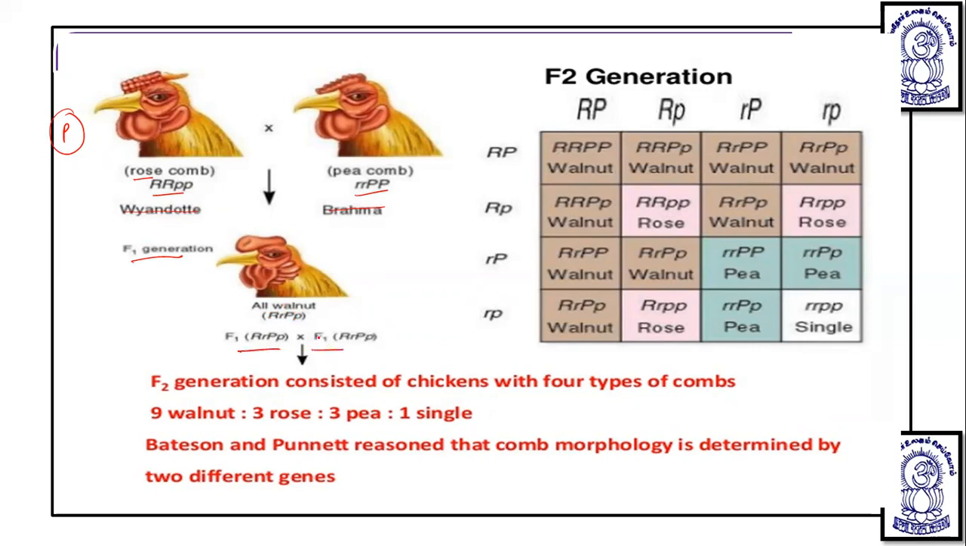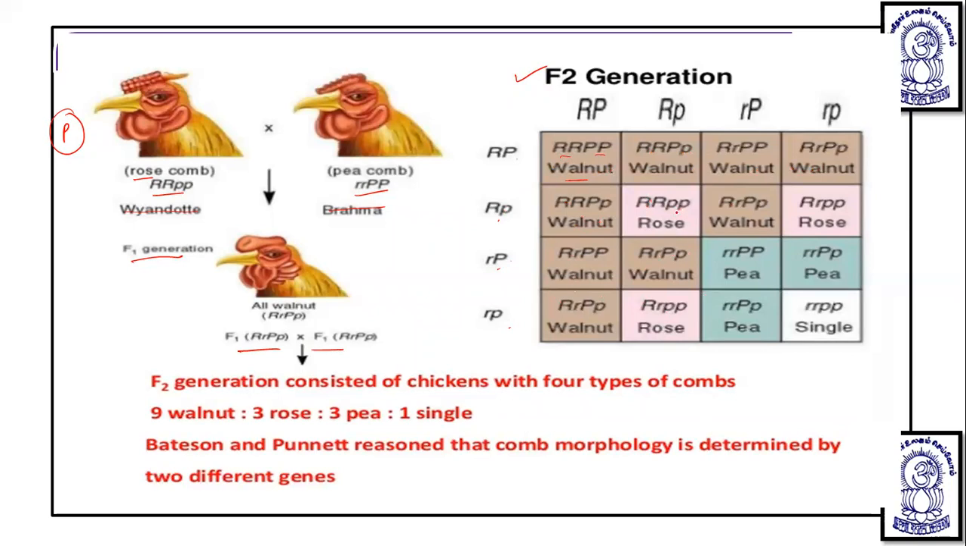When we perform selfing of capital R small r, capital P small p with capital R small r, capital P small p, the F2 generation is produced and the gametes are capital R capital P, capital R small p, small r capital P, small r small p. The same four gametes are produced on the other side. Each of the four combines with all four, so 16 combinations are observed. Out of 16 combinations, when capital R and capital P are both present, collaboration occurs and produces a walnut. See here, all of these produce walnut.